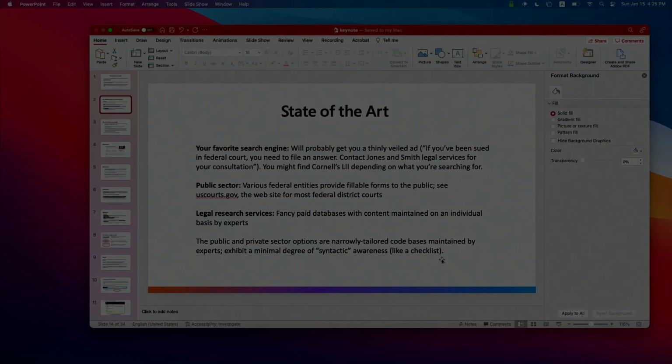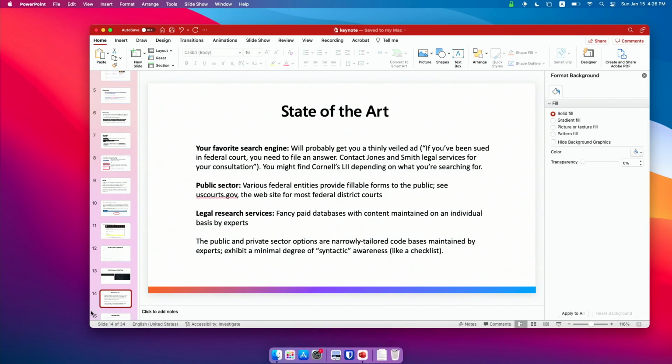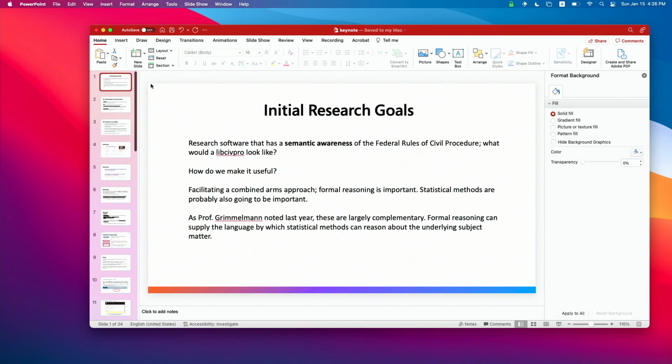So the whole Rule 6 thing was just sort of an aside to talk about how scary dealing with civil procedure in the wrong way can be. Just to go back to my first slide here.